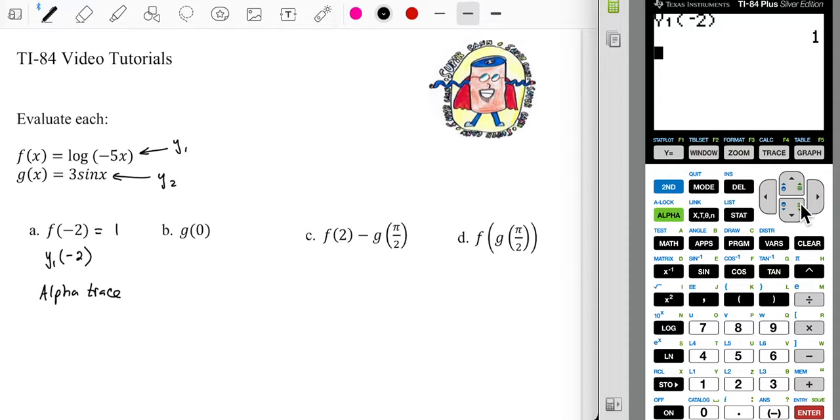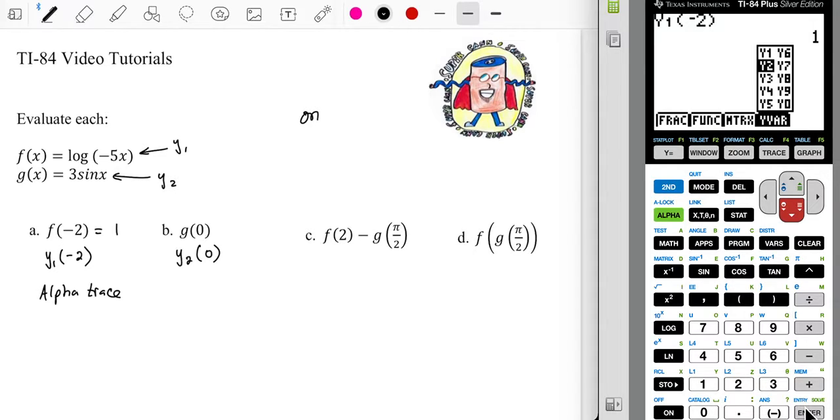So for B, I would be looking at y2 of 0. Again, alpha trace, so alpha trace option y2. Now, something to bear in mind: if you have a TI-84, you can hit alpha trace all day long and nothing like this is showing up. On a TI-84, you need to hit vars, yvars, function, and then you'll have your list of all the stuff, y1 through y0. I'll show that in a second.